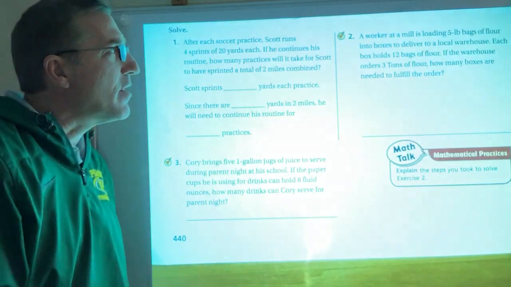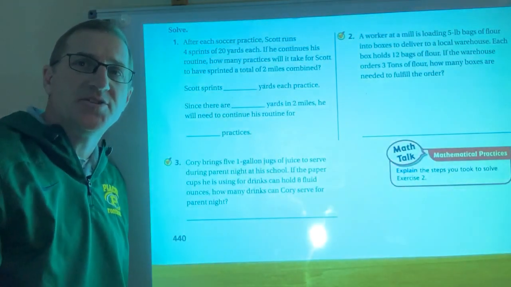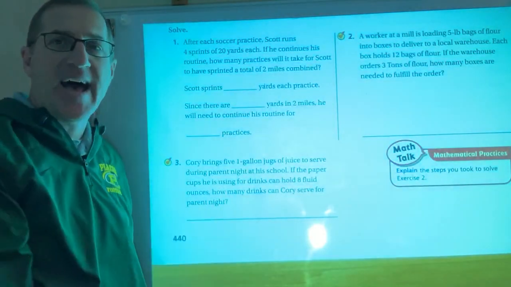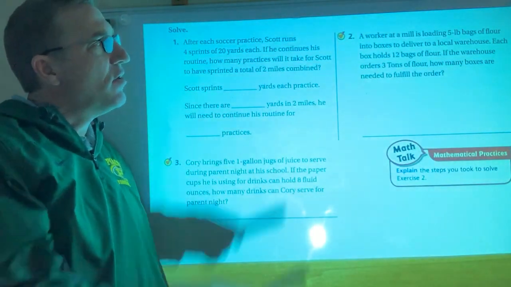All right, here we are with the last two problems of page 2. We've got one with weight and we've got one with capacity down here. So let's take a look at number 2.